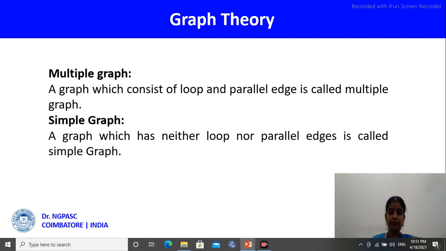Multiple graph: a graph which consists of loops and parallel edges is called a multiple graph. Otherwise, it is called a simple graph. That is, a graph that has neither loops nor parallel edges is a simple graph.